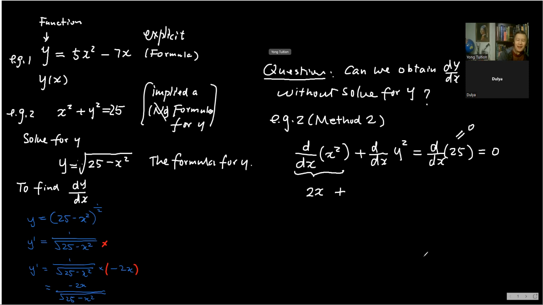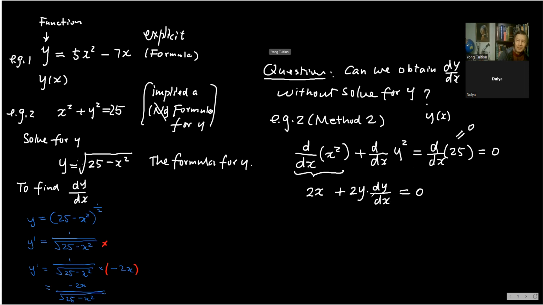2y, can you see? But bear in mind, y is a function. See, y is a function of x. So therefore, we need to continue to dy/dx. That will equal to 0. Can you follow me?